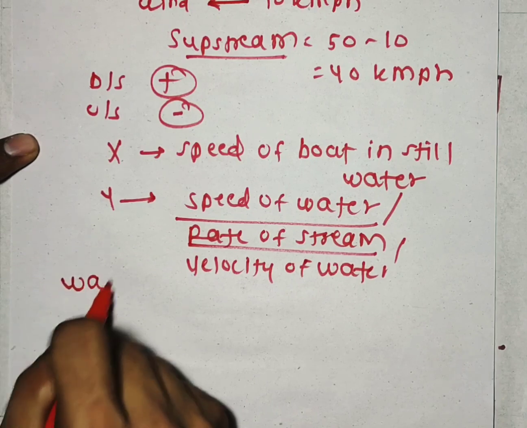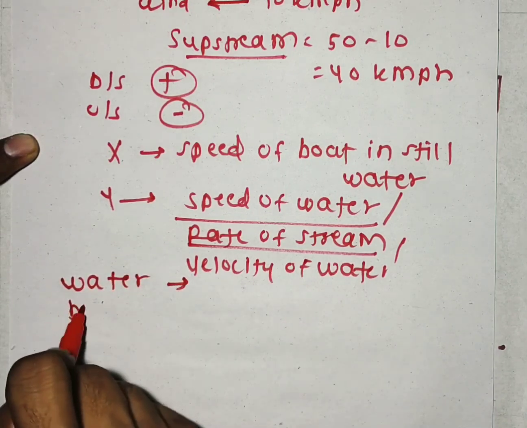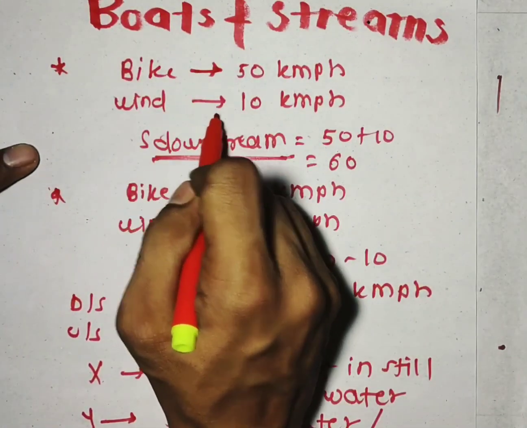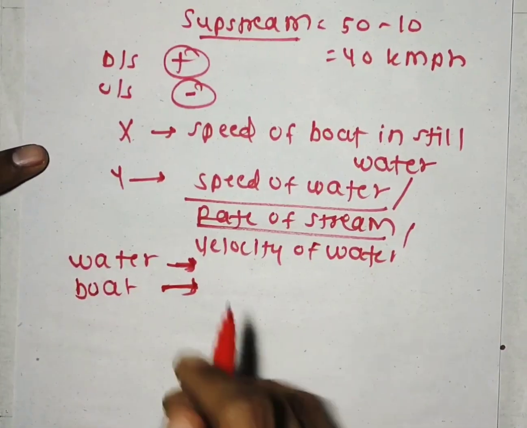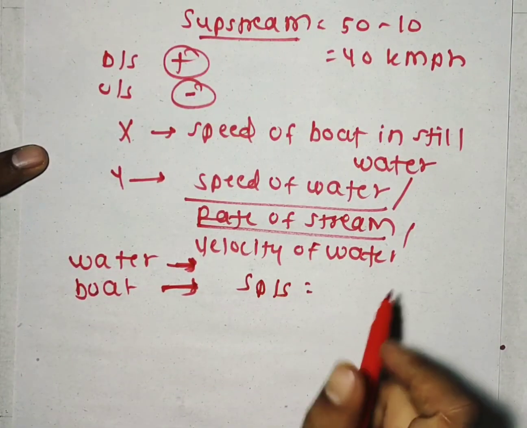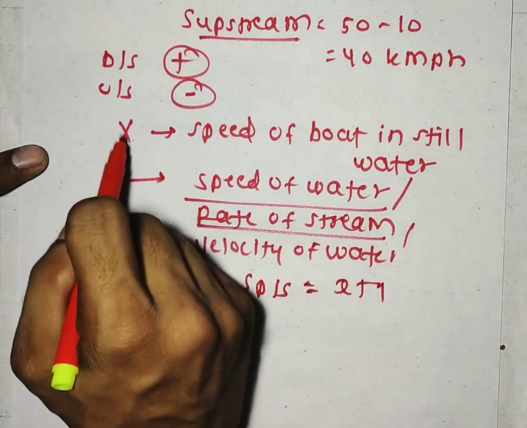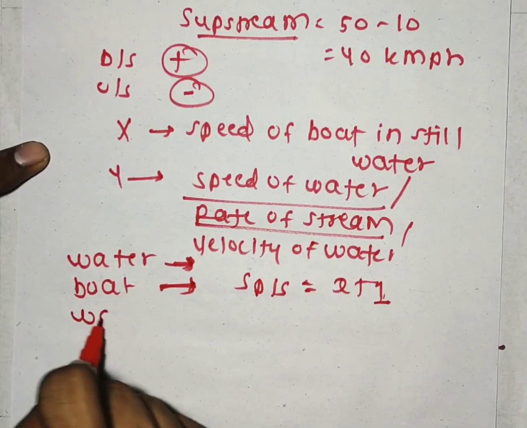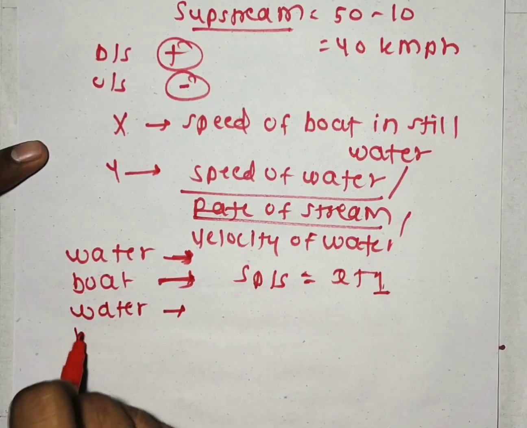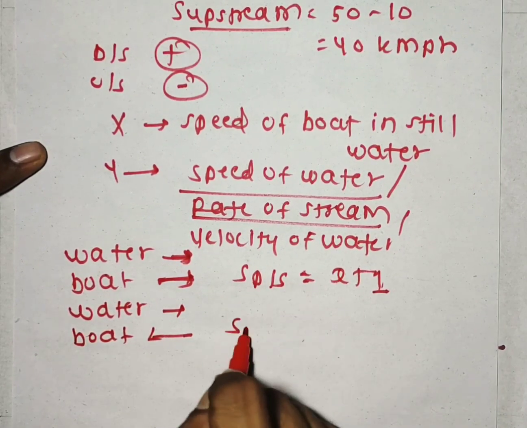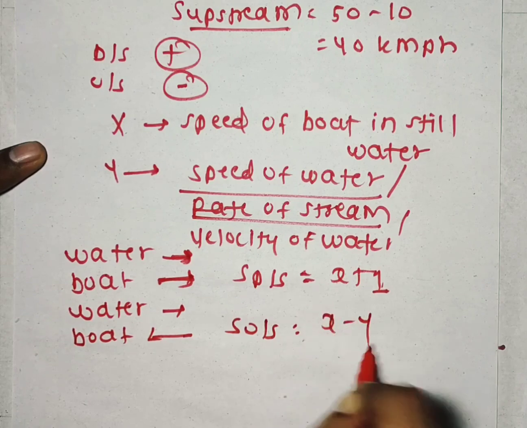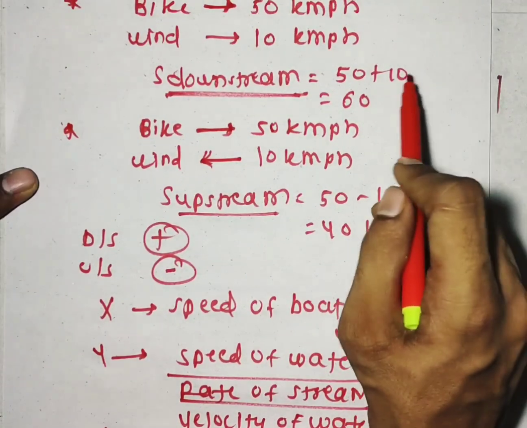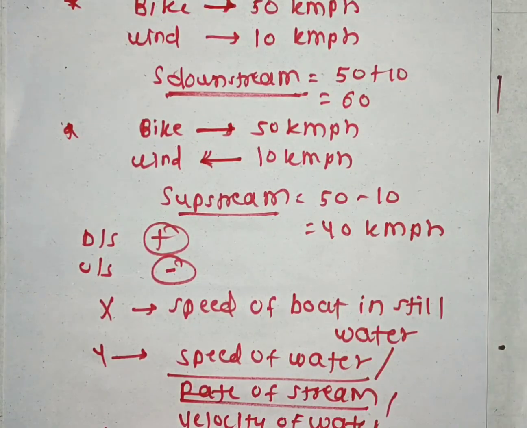Now let's see. The water is flowing in this direction and the boat is also going in this direction. If the directions are the same, then the speed is called the downstream speed, and it is equal to x plus y, where x is the speed of the boat in still water and y is the speed of the water. And if the water is flowing in this direction and the boat is going in the opposite direction, then it is called the upstream speed, and it is x minus y, as we have seen in the bike and wind example. In the downstream we add the two speeds, and in the upstream we subtract the two speeds.